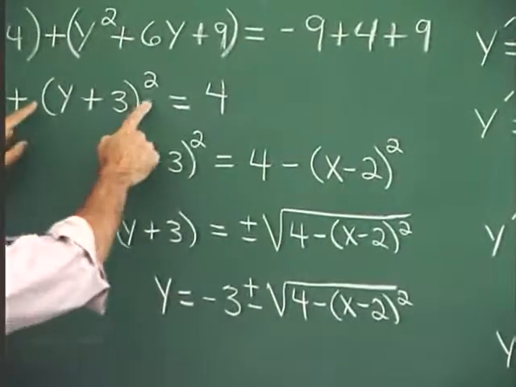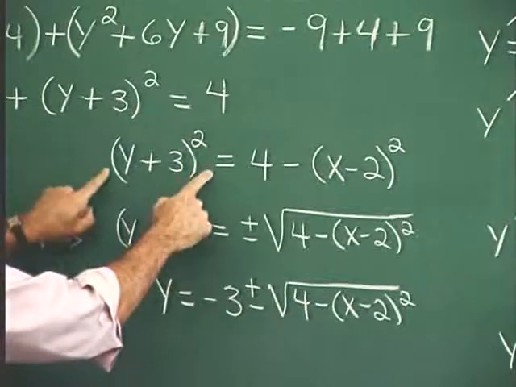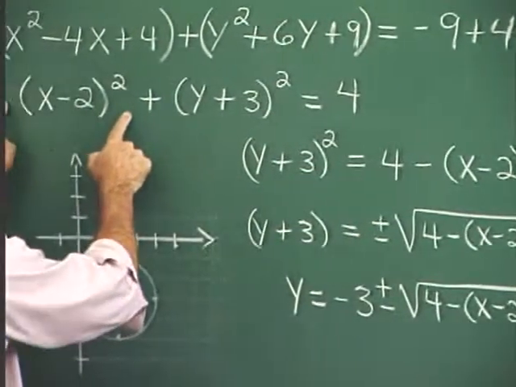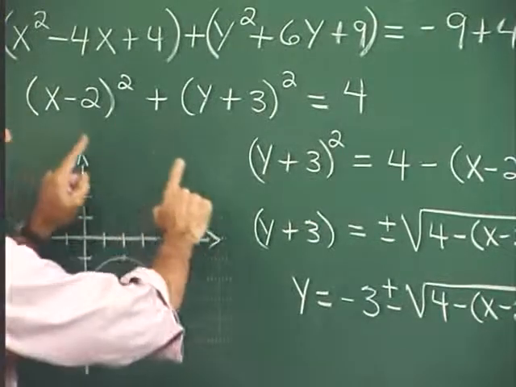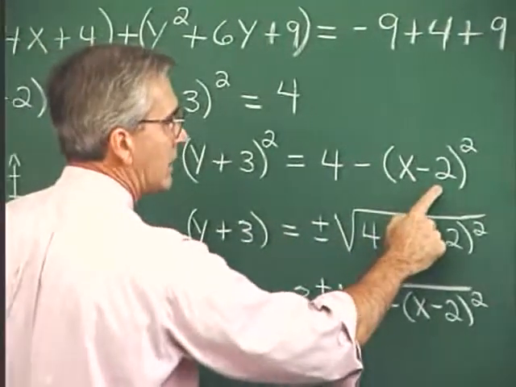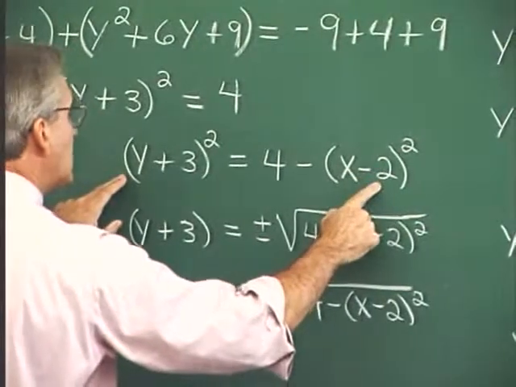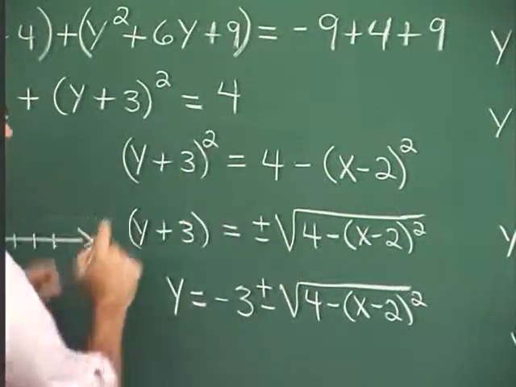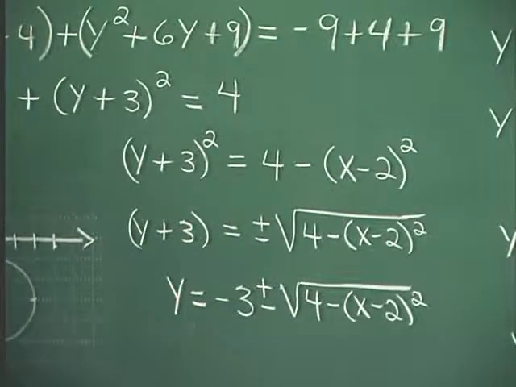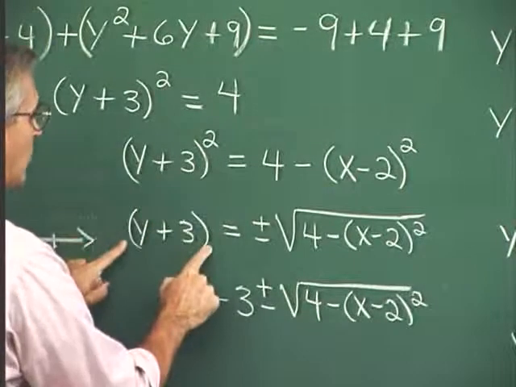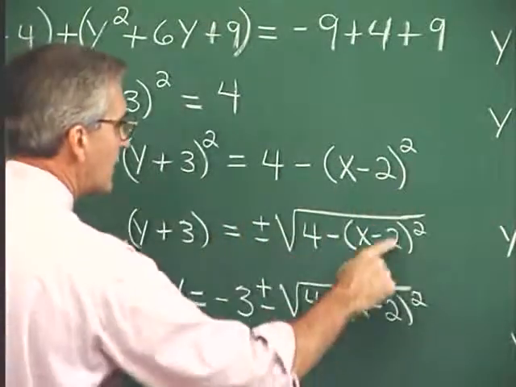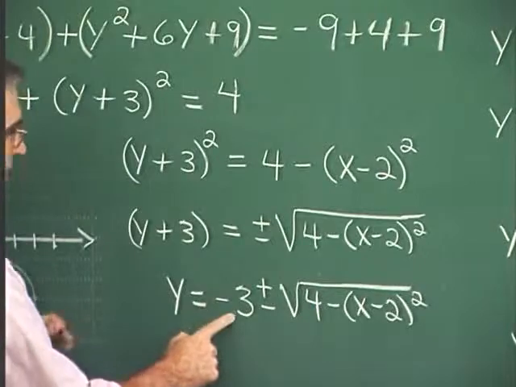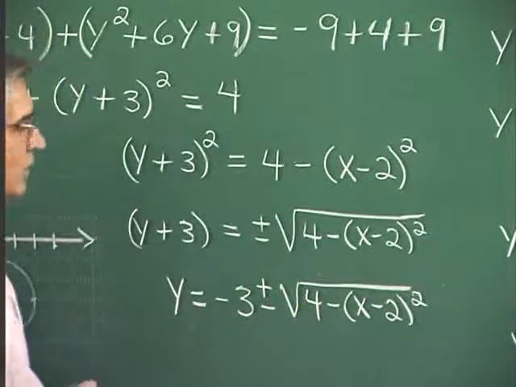To do that, we'll take the term involving y and isolate it first. We do that by subtracting this binomial squared on both sides. So we'll have 4 minus (x minus 2) squared on the right. Now, we want to solve this for y, so we want to clear the exponent by the square root property. Then this binomial is plus or minus the square root of this side. And then subtracting 3 on both sides, we get this. Now we have solved this for y.